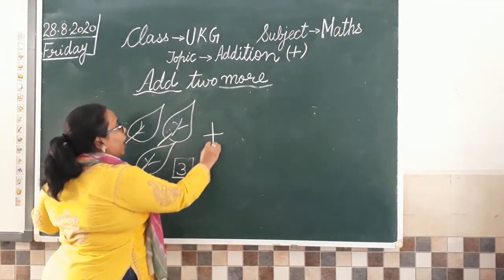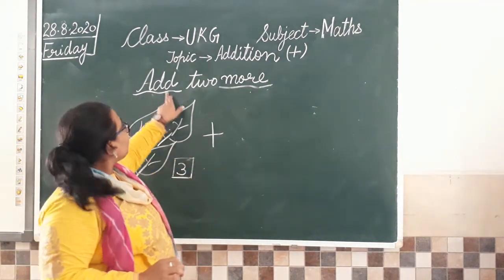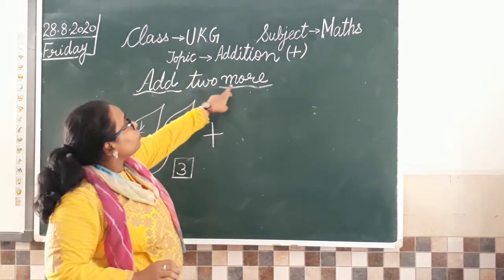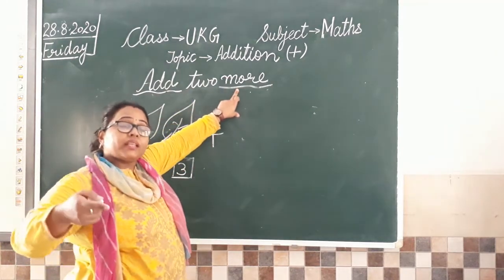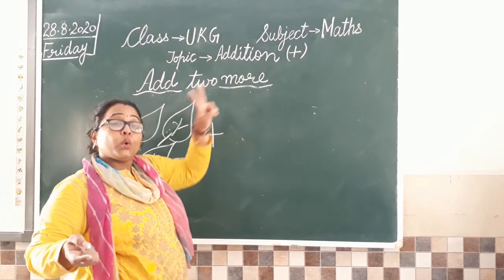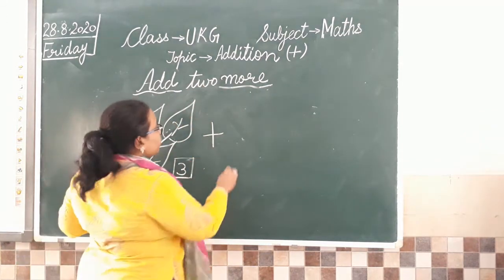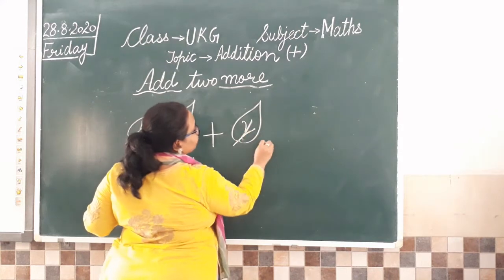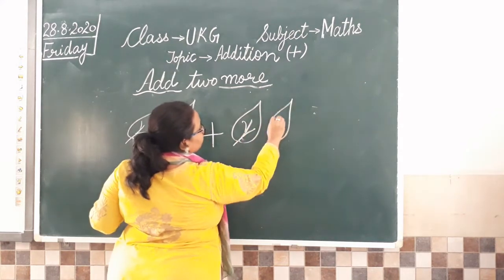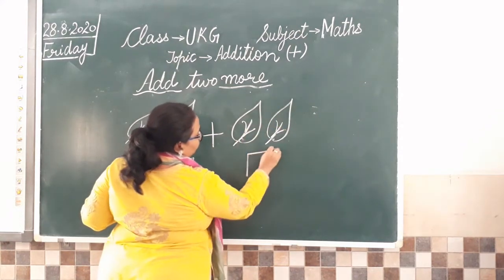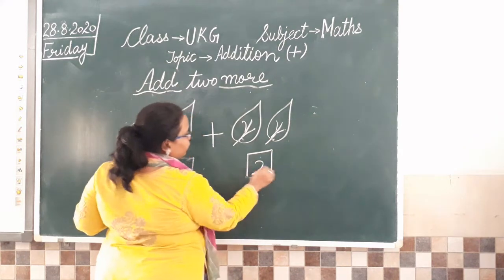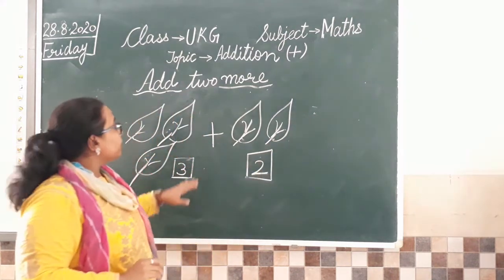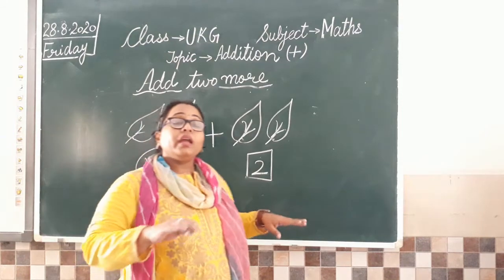Now add. Add का साइन आ गया. Add करा. 2 more. कितनी और ज्यादा करनी है? How many more? 2 more. तो अब हम क्या करेंगे? I'll draw 2 more leaves here. 1, 2. So how many more we have added? 2. Clear? उसके बाद क्या करना है?